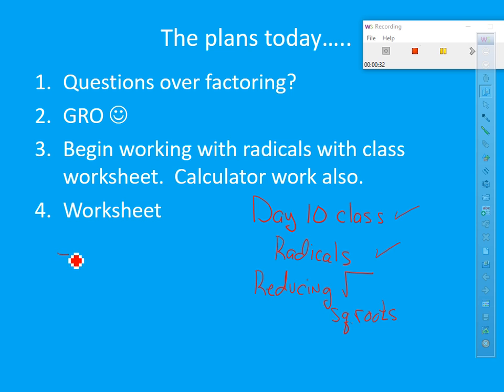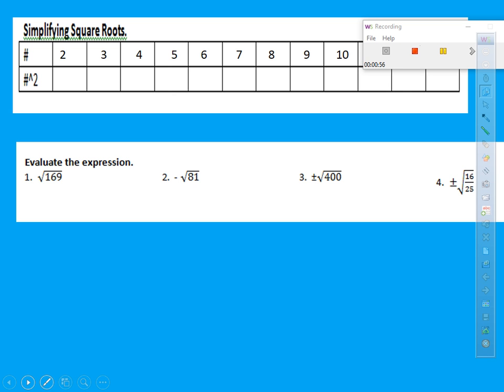The quadratic formula you've probably seen before. It looks like this: the opposite of b plus or minus the square root of b squared minus 4ac, all over 2 times a. We're building to work with that. What I'm going to do today, though, is focus on how to handle the radical parts of it. So if you would, look at your class examples there.